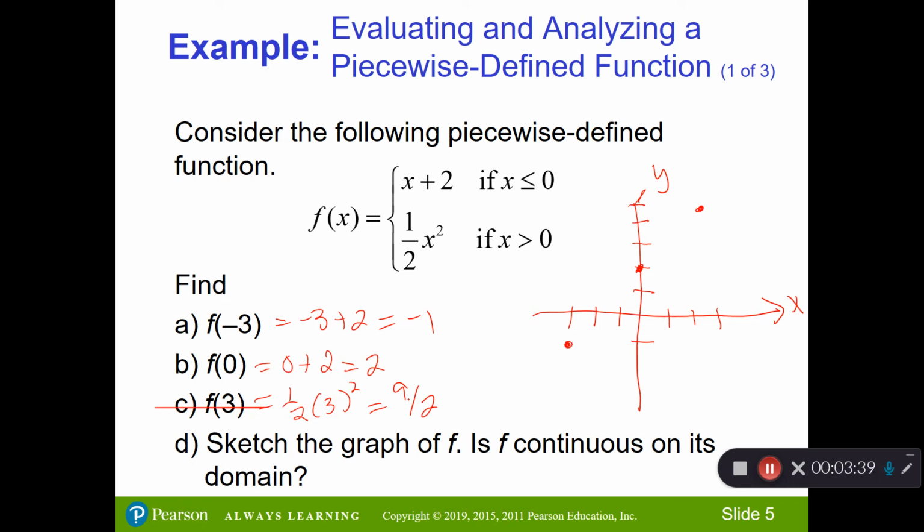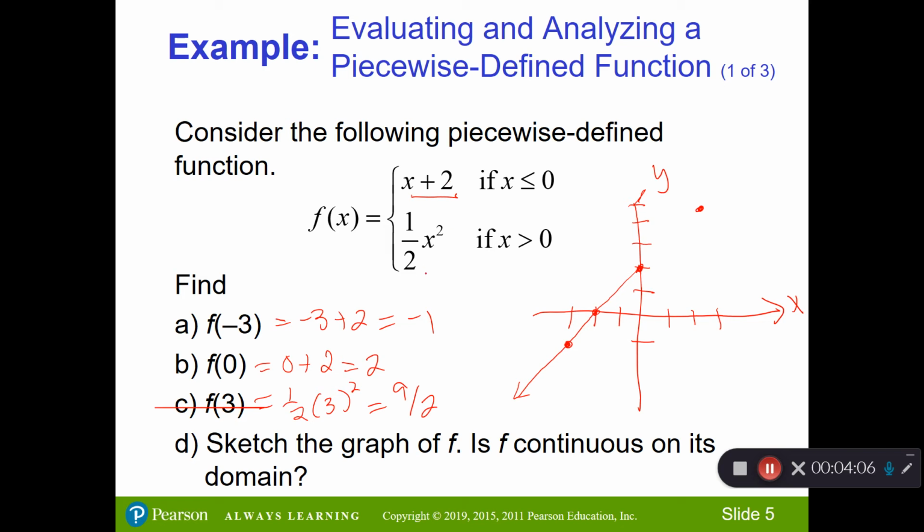Okay, so x plus 2 is a line with a slope of 1 and a y-intercept at 2. That's this. So drawing that line with a slope of 1, I'd go down 1, right 1, down 1, right 1. So I'd intersect right here. So this line is this line.